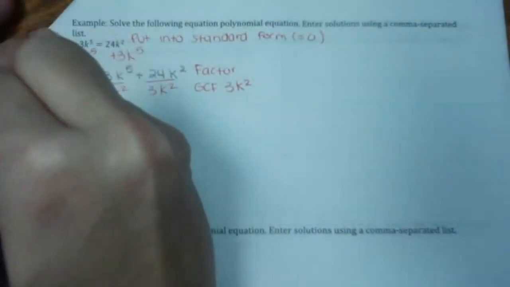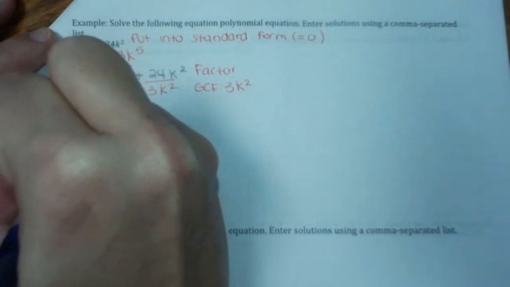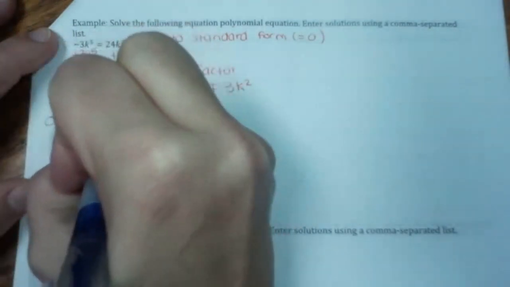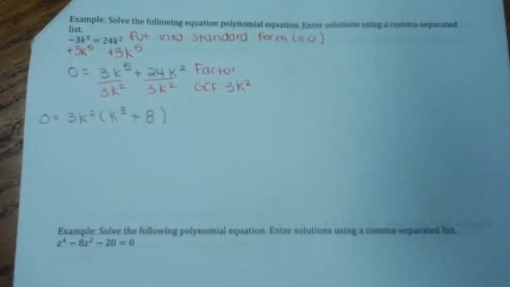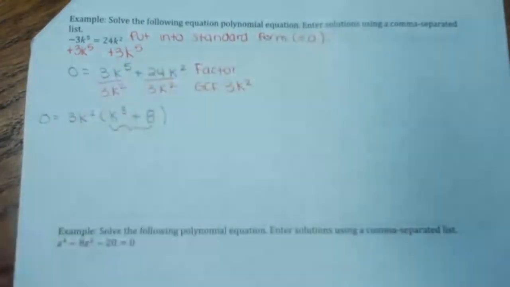We have 0, bringing that 3k squared out front. We're left over with k to the 3rd power plus 8. 24 divided by 3 is 8. Our k's cancel out. So 3k squared is good, but we have k cubed plus 8. Notice we are adding now, instead of perfect squares, we have perfect cubes.